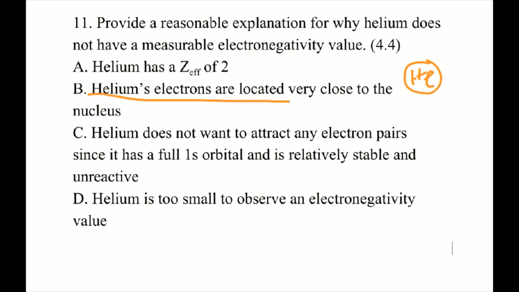Helium's electrons are located very close to the nucleus. That is true. But wouldn't that mean that it would have a very high electronegativity value since electrons are located closer, are more attracted? So that doesn't explain anything. Nope. Helium has a Zeff of 2. That would explain why it would have a low electronegativity since things with a low Zeff have a low electronegativity.